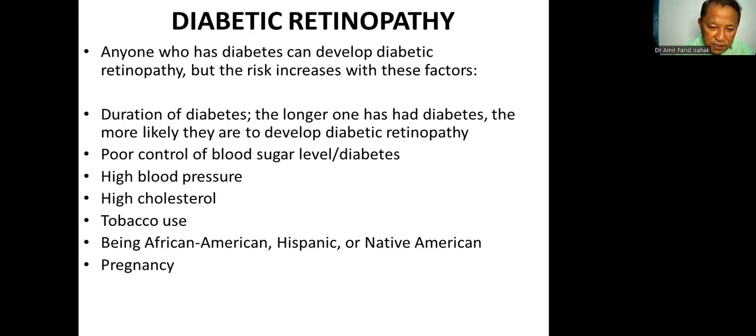And in the US, the differences between the white population and the non-white, right? The African American, Hispanic, or Native American are at higher risk of diabetic retinopathy, everything else being equal compared to the Caucasian.